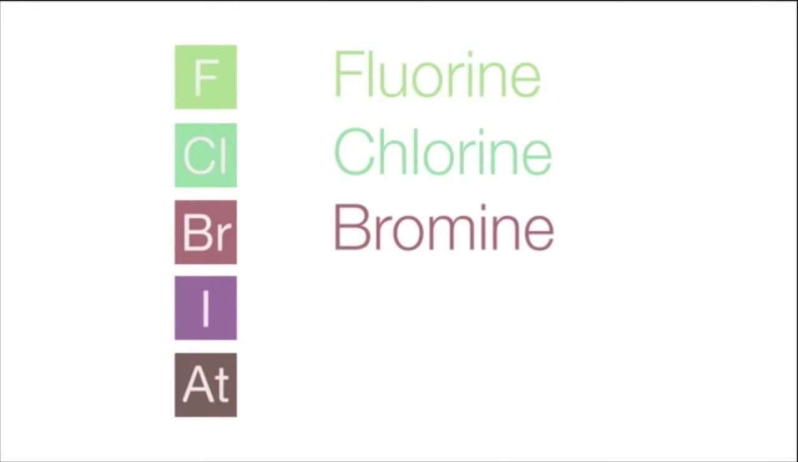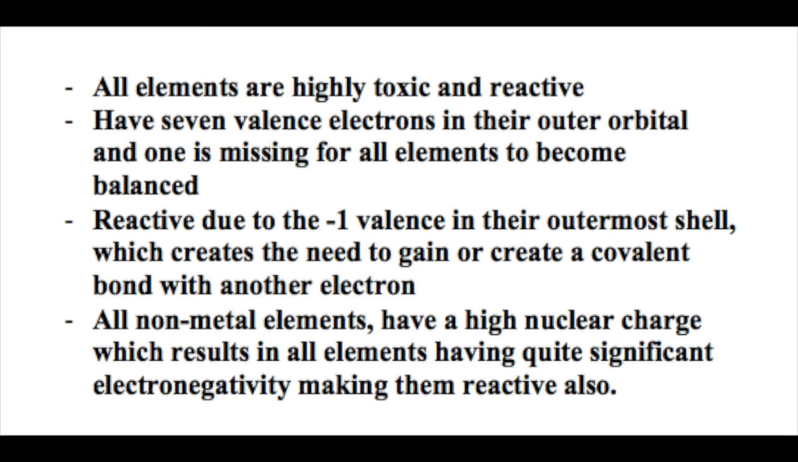All 5 elements have 7 valence electrons in their outer orbital, and 1 is missing for all elements to become stable. Halogens are reactive due to the -1 valence in their outermost shell, which creates the need to gain or create a covalent bond with another electron. Similarities of halogens also include being nonmetal elements with high nuclear charge, which results in high electronegativity, making them reactive also.